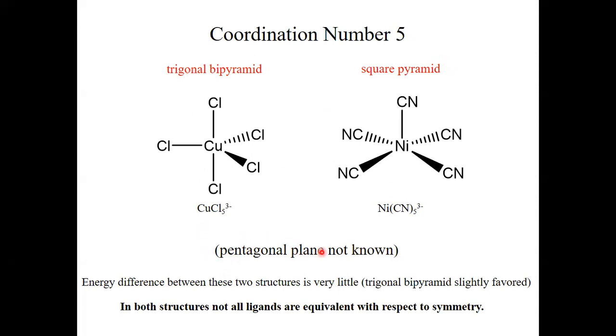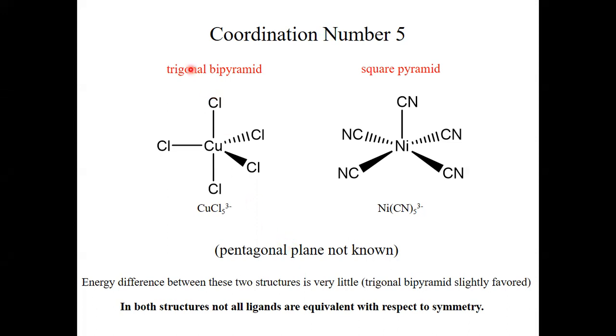So the pentagonal plane is not known for obvious reasons. If you arrange the ligands in a pentagonal fashion within a plane, then of course they would come far closer together, which is energetically far less favorable. So the coordination of 5 also has another new feature. In the previous examples, the ligands were all symmetrically equivalent, while in these shapes this is not so.